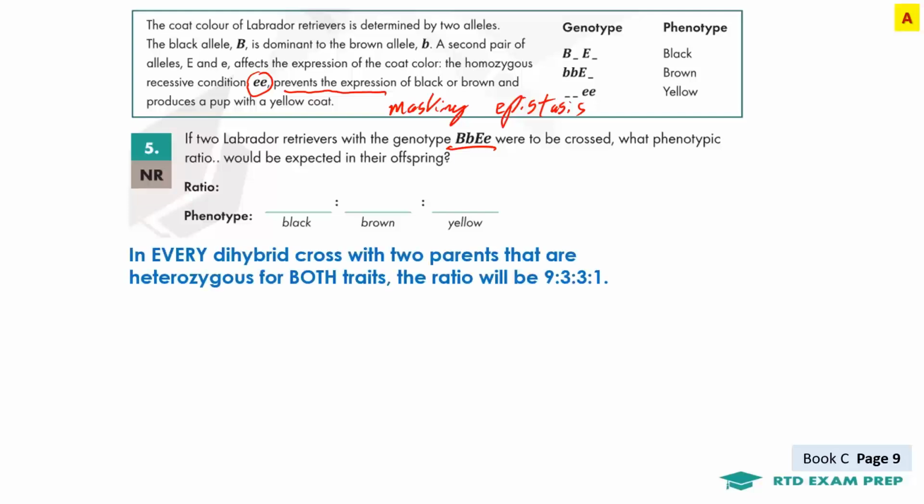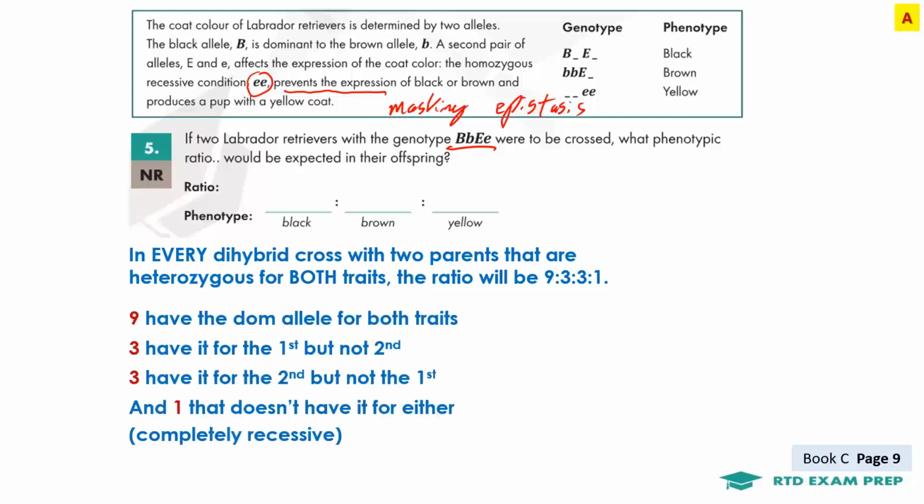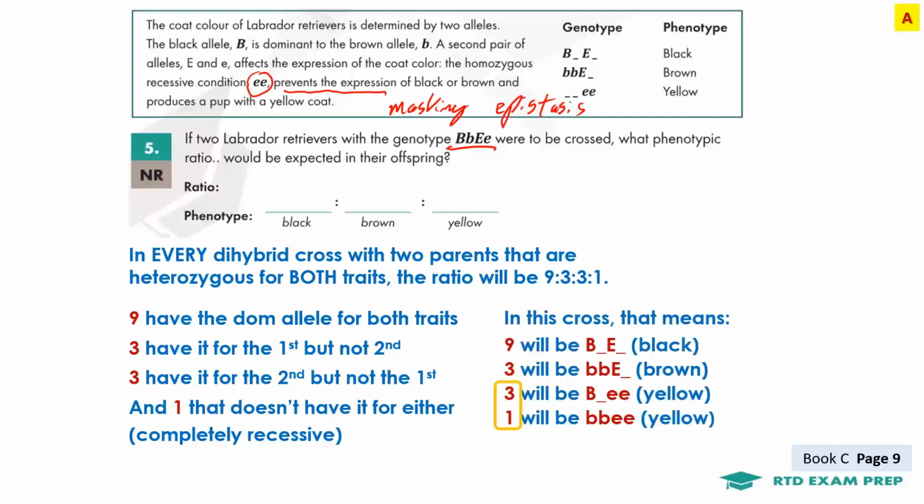We know the ratio is going to be 9, 3, 3, 1. 9 have the dominant trait, 3 have the first and the second, 3 have the second but not the first, and 1 that is completely recessive. That's quite the language. So let's take a look at it in a different way. Do you see how if they all have the little e's, so now I see 4 are going to be yellow because of that 2 little e's. So 9 will be black, 3 will be brown, and 4 are yellow because of the epistasis.